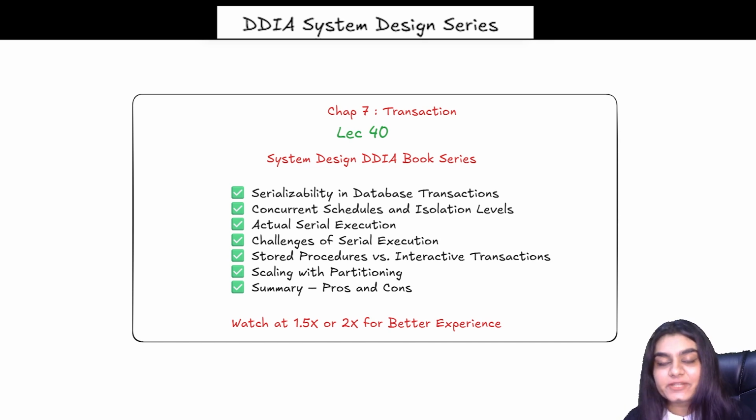If you are new to this playlist or new to this video, then we are covering the DDIA book of system design. Up till now, we have completed up to chapter number 6 and we have also started chapter number 7, that is transactions. In this video, we are continuing chapter number 7 and we will cover serializability in database transactions, concurrent schedules and isolation levels, actual serial execution, challenges of serial execution, stored procedures versus interactive transactions, scaling with partitioning, and pros and cons of it.